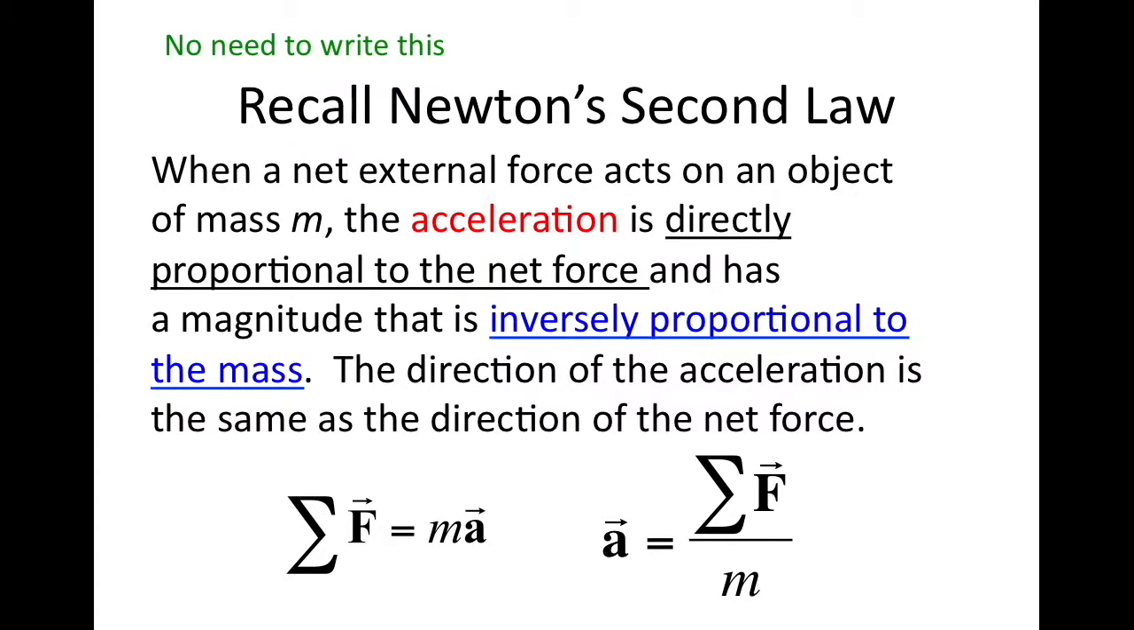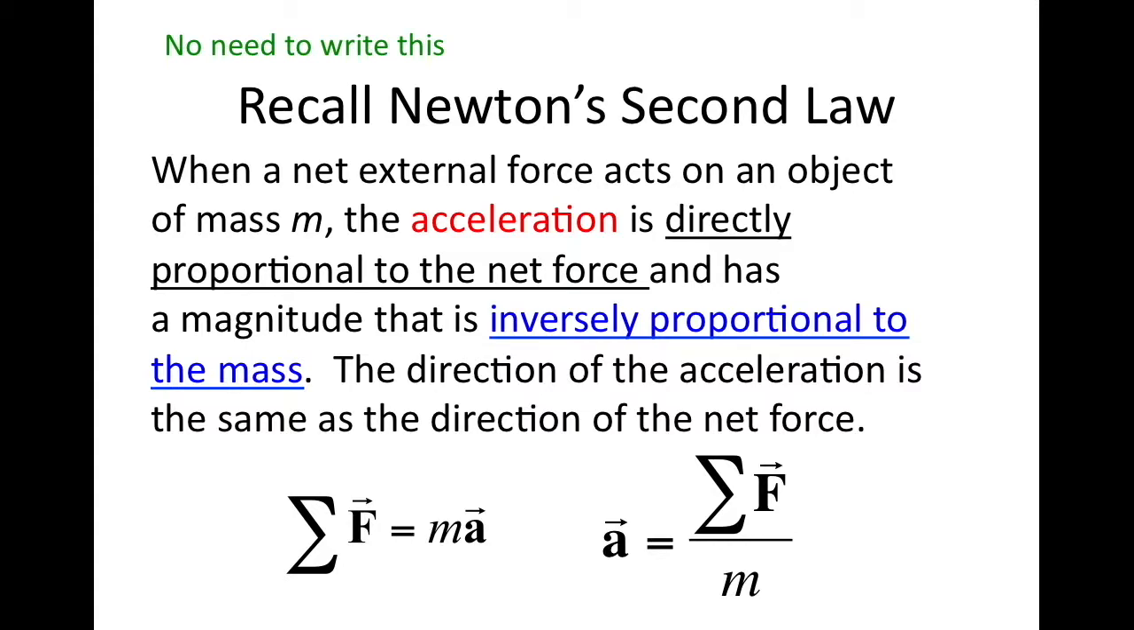Today we're going to take notes on centripetal acceleration. And when we're talking about centripetal acceleration, we do need to take into account Newton's second law. That states that any net external force acts on an object of mass m. Its acceleration is directly proportional to the net force and has a magnitude that is inversely proportional to the mass. The direction of the acceleration is the same as the direction of the net force.